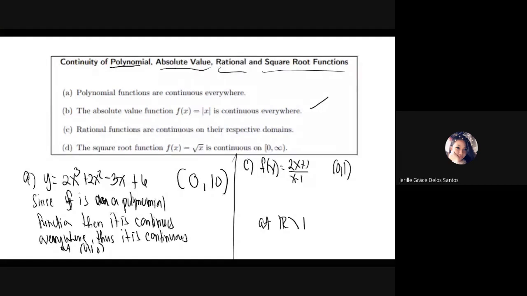For letter D, the square root function, square root of x, is continuous on the closed interval from 0 to positive infinity. Now consider the graph of the function f given below. I want you to type if you don't want to open your microphone. Use the graph to determine whether the function f is continuous on the following intervals.